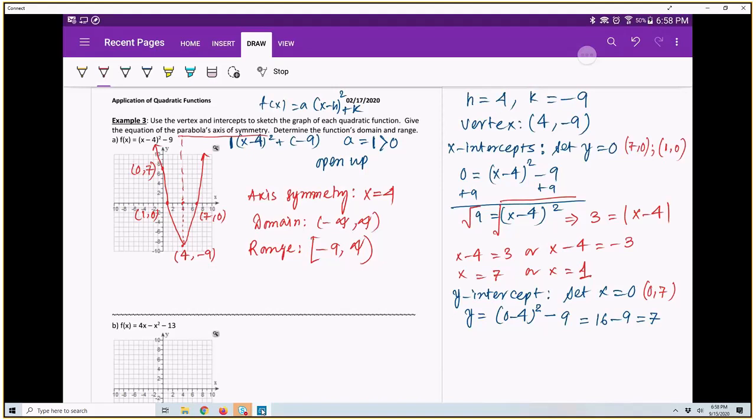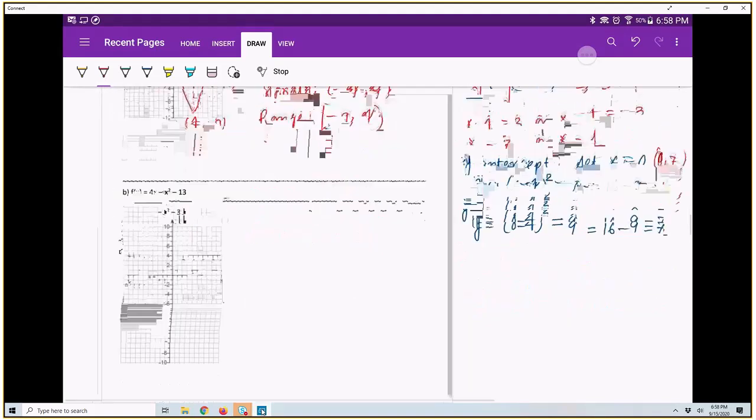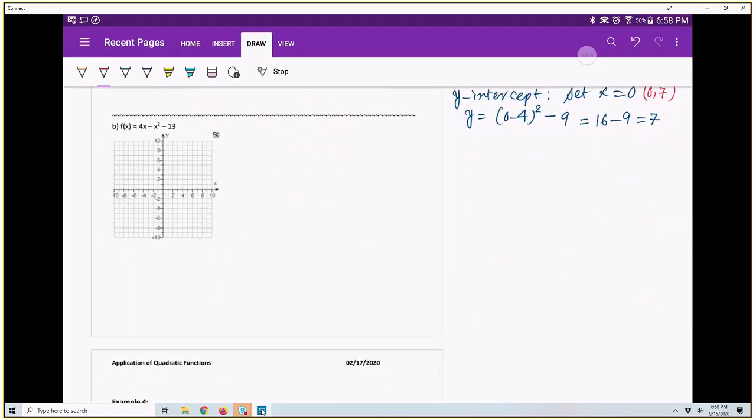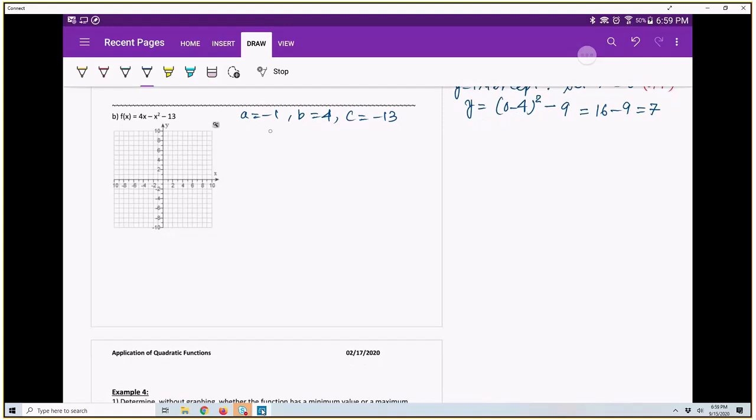So we're going to work out a pretty similar problem, but this time, instead of the standard form or the vertex form, we are given the general form of the parabola. So again, I need to know a, which is -1, the coefficient of x². B is 4, C is -13. Since a is -1, which is less than 0, the parabola should open downwards.